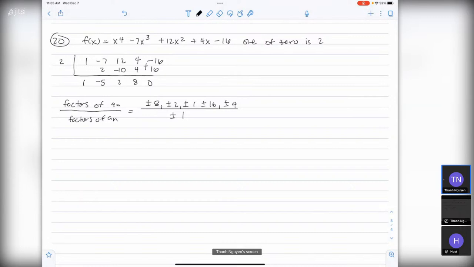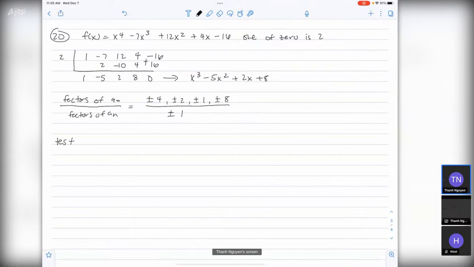So there's that. Oh, what am I doing? It should be this one right here. This is x cubed minus 5x squared plus 2x plus 8. So all the factors of 8: plus or minus 4, plus or minus 2, plus or minus 1, and plus or minus 8, all over plus or minus 1. So what I'm going to do is test 2. These are all the possible rational zeros. So I'm going to test 2.